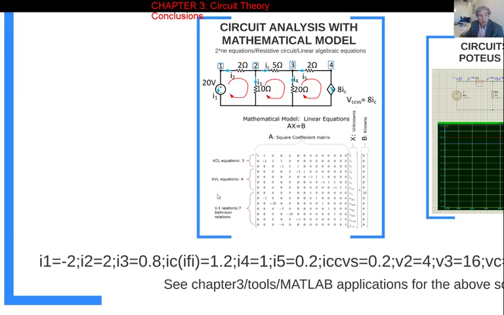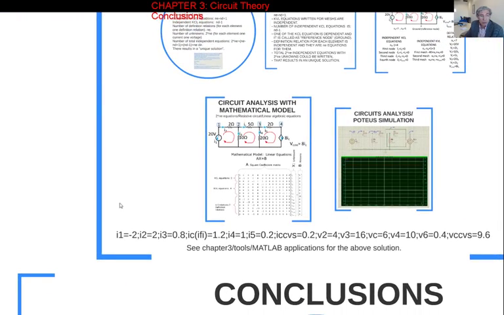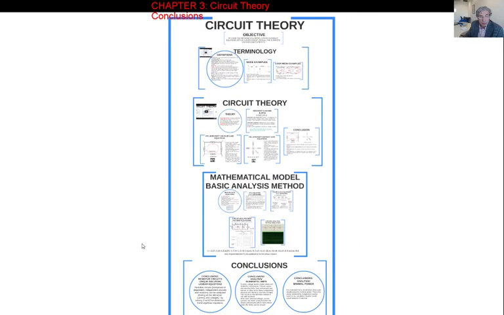So the conclusion is, in order to find the power consumption of the equipment that we are using, we've got to do this analysis. That's another conclusion. So this is the final video that we're going to give you for chapter 3. If you consider the whole chapter 3 now, we started from the terminology, explained the theory, found the mathematical model, and set the conclusions.